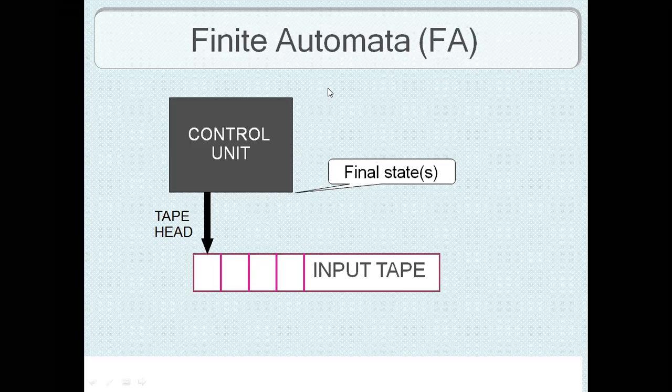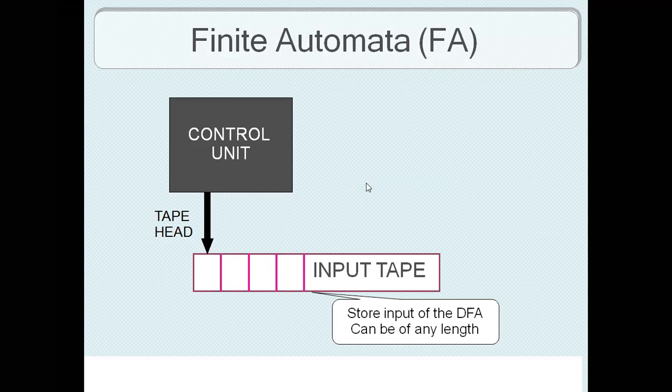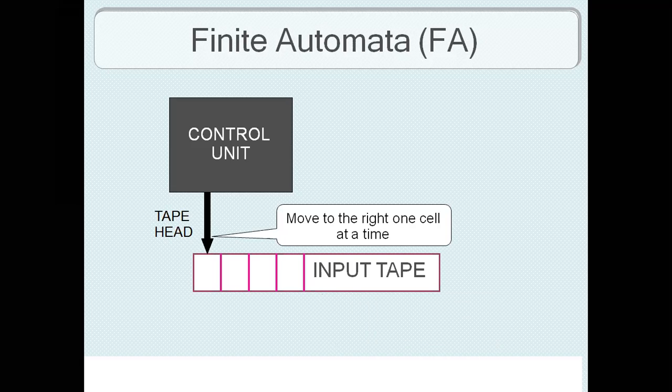And what is the input tape? So here the input tape can store the input of the DFA, and it can be of any length. The string length can be anything. So based on the length of the string, we have considered the input tape. Each string can be stored in the input tape, and each symbol can be placed in a sequence of cells. Okay, so here is the read only head.